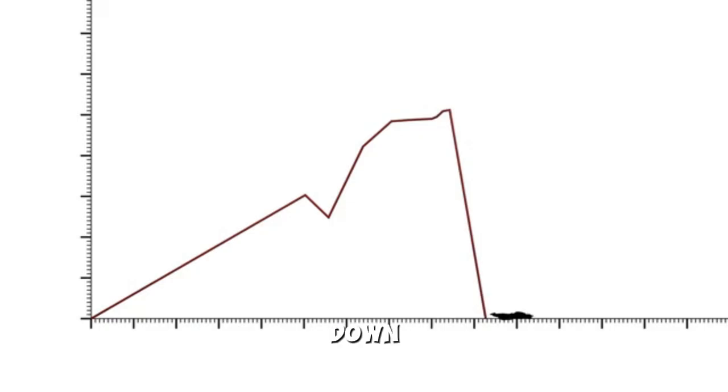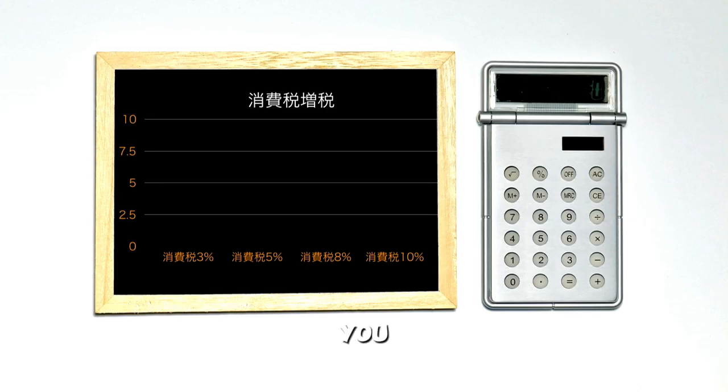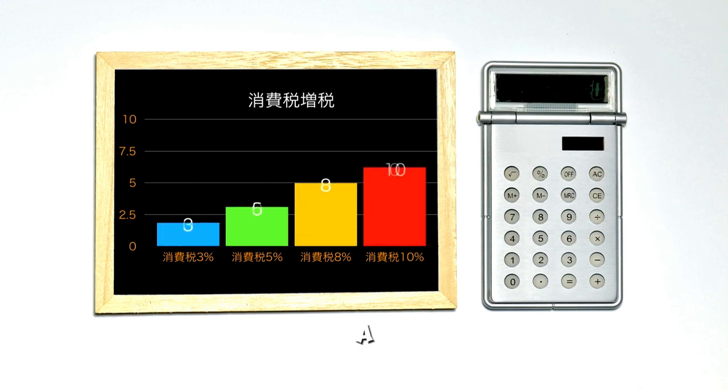Let's break this down with a practical example. Imagine you have a $1,000 trading account and you've committed to a strict rule of never risking more than 2% of your capital on a single trade.